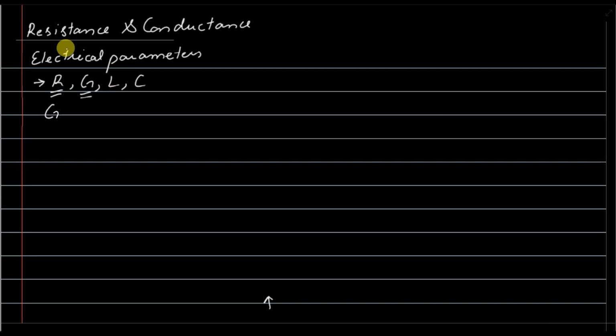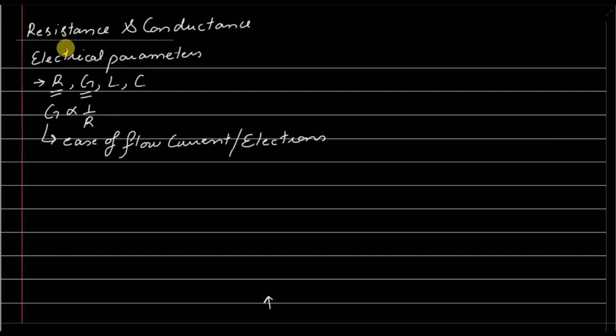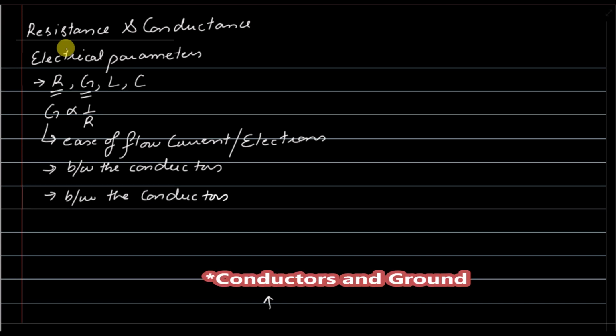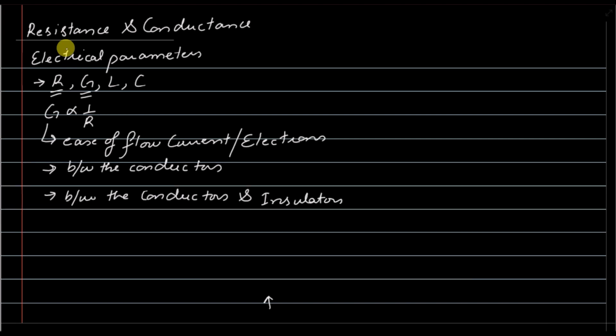Conductance is actually the inverse of resistance, and it tells you about the ease of flow of current or electrons. Usually it exists between the conductors, between the two phases, or between the conductors and insulators. But usually when we are modeling the transmission line, the conductance is neglected. And the question is why it is neglected.